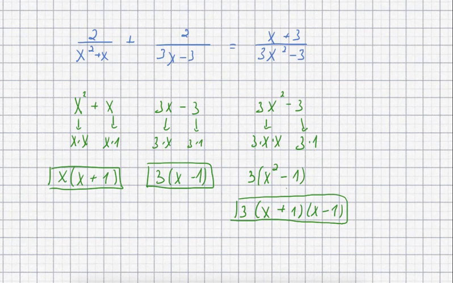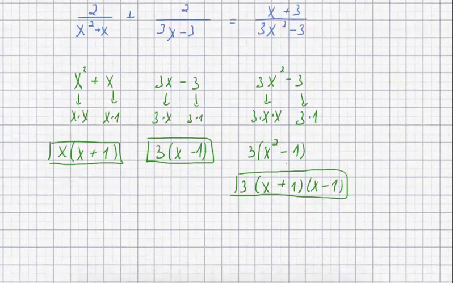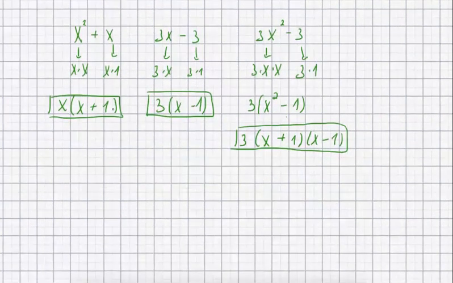Now, how can we find the common denominator? So we need something that will have all of those together. So let's start with the first one. The first one is just x plus 1. Now we go to the second one. Does it have anything that the first one has? No. No, so we just write it. 3, x minus 1.